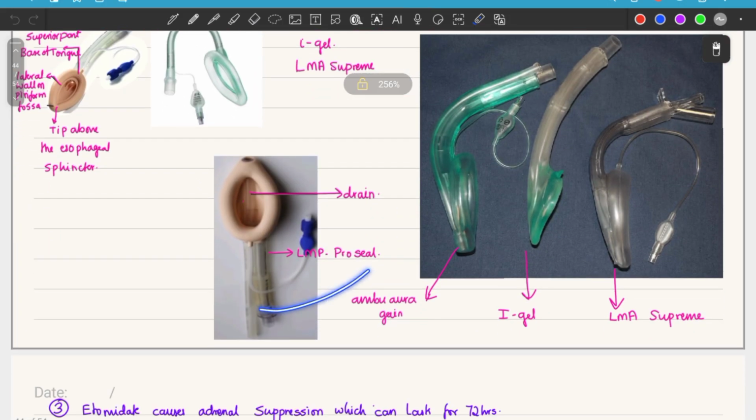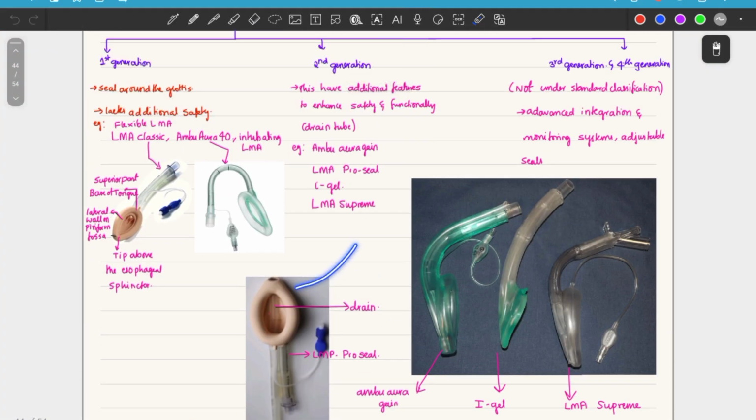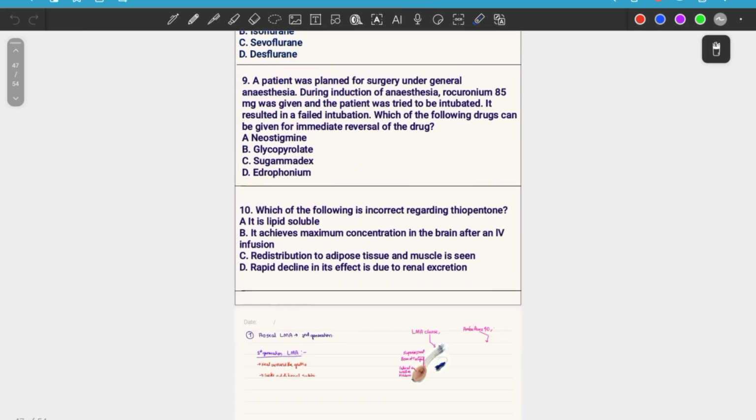This is the ProSeal LMA. This was asked in the question, which has a drain tube. Hence, it belongs to second generation. Let me show you some pictures of the first generation.